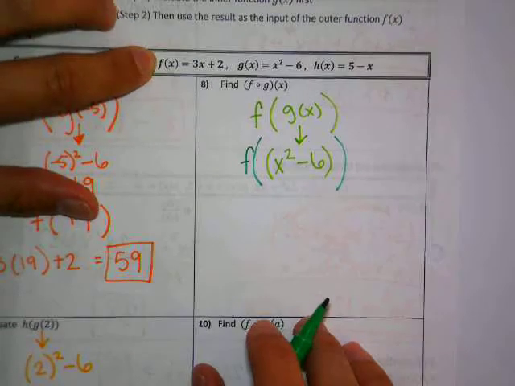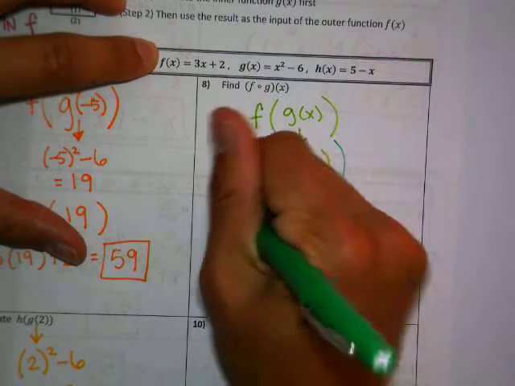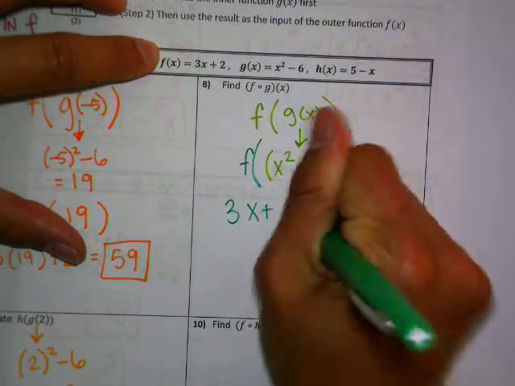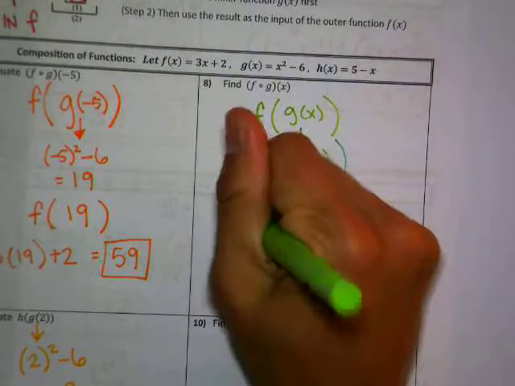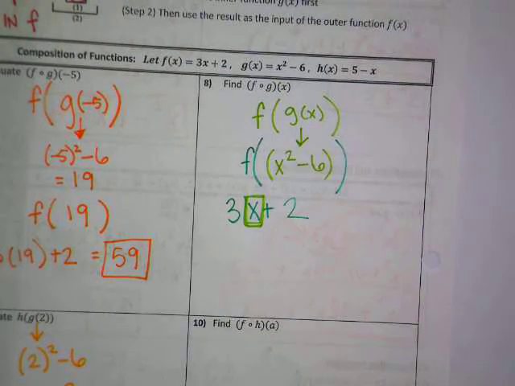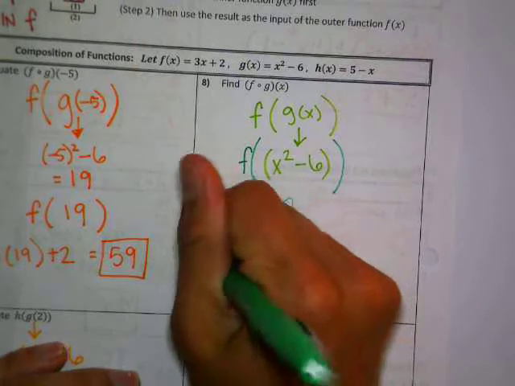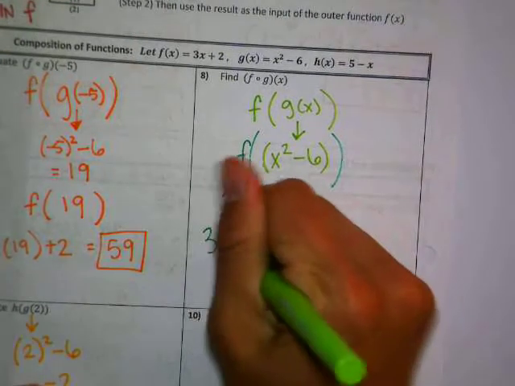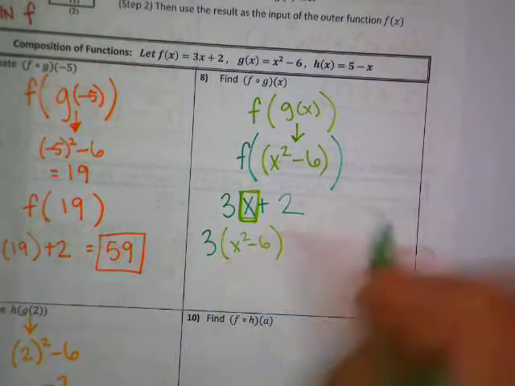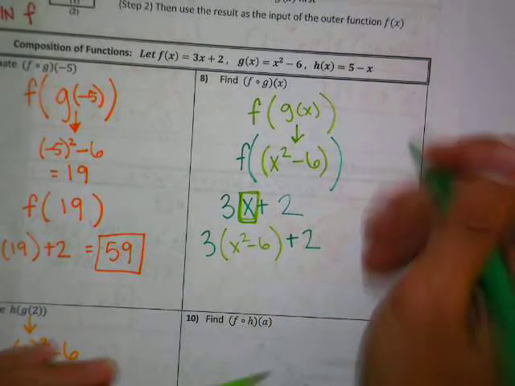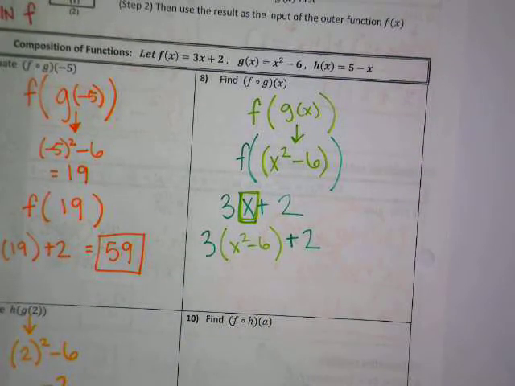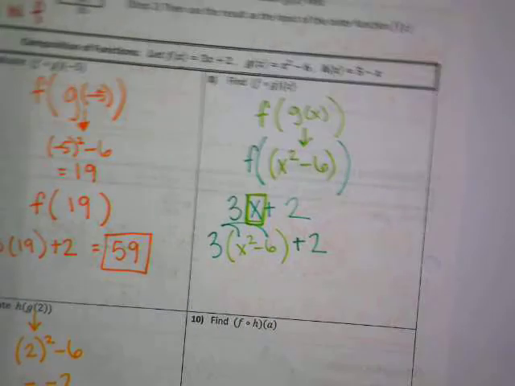All right, so f is right here, right? So I have 3x plus 2. That is f. But in place of this x, you are going to put the g function, which is green. So you have 3 times x squared minus 6. It's going to be in terms of x. So can I put in numerals? No, you can't. So we just need to simplify this and then we're done.